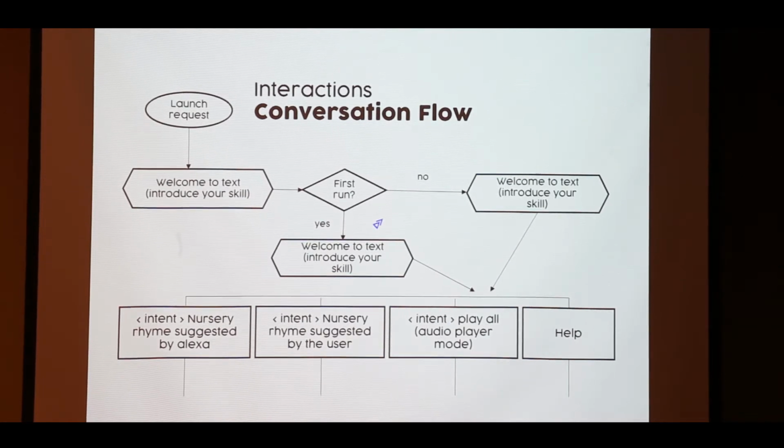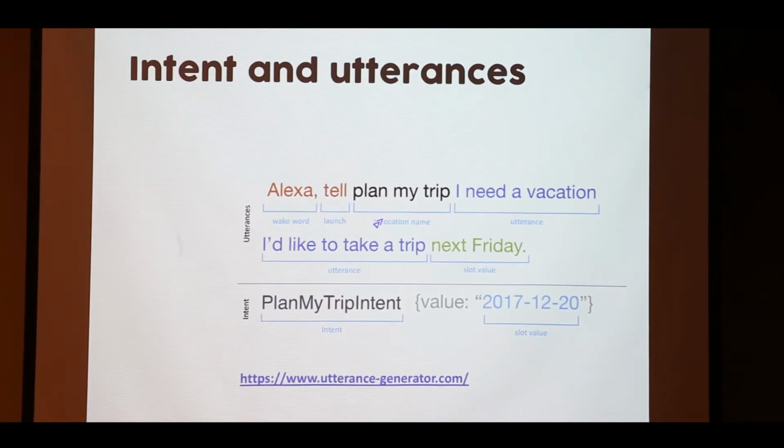When you define the conversation flow, you usually start from the intent. So the intents are basically what your skill can do. You can see here an example. This is a skill that lets the user plan a trip. You see here that the intent is plan my trip, very easy.